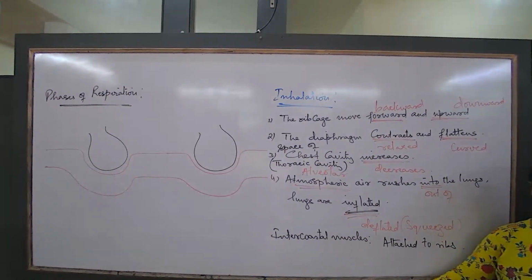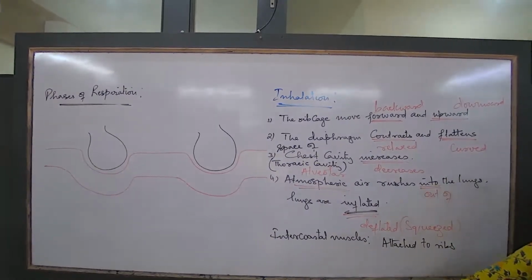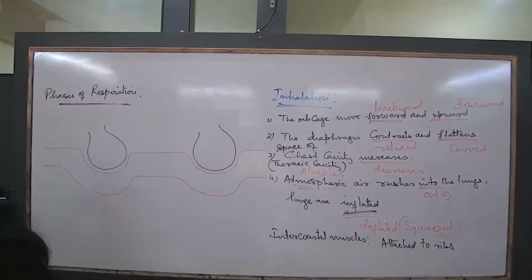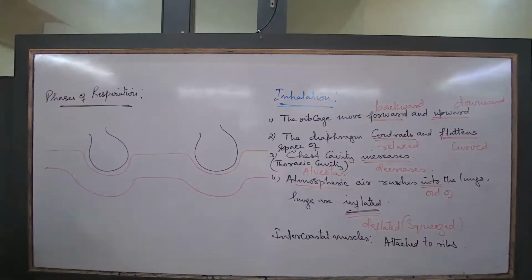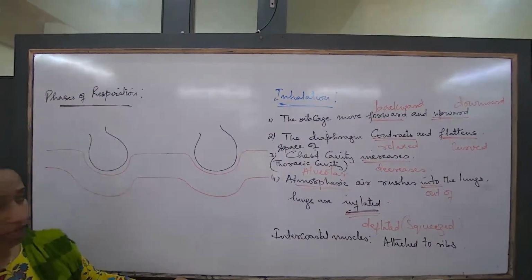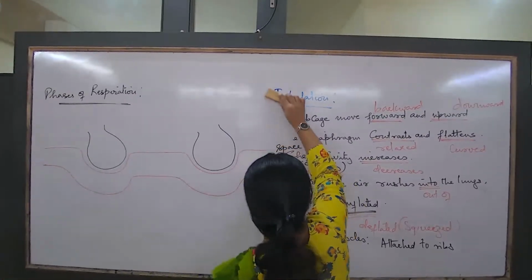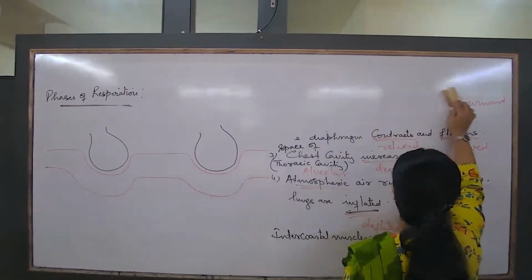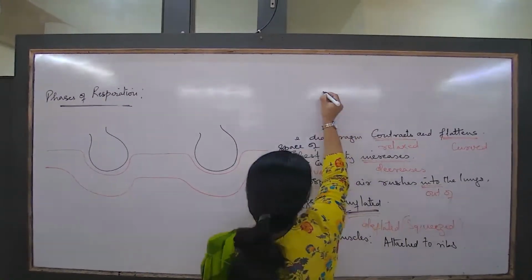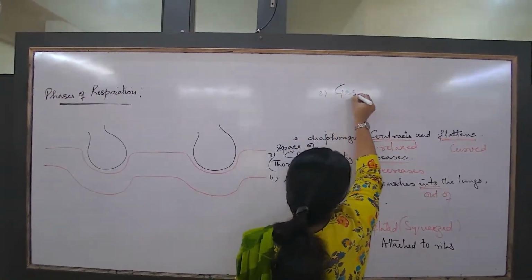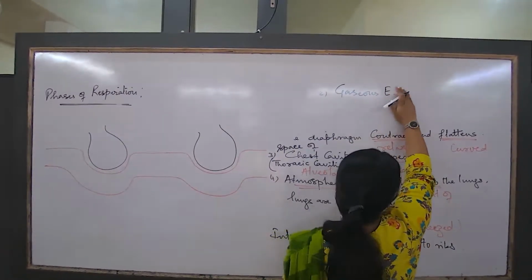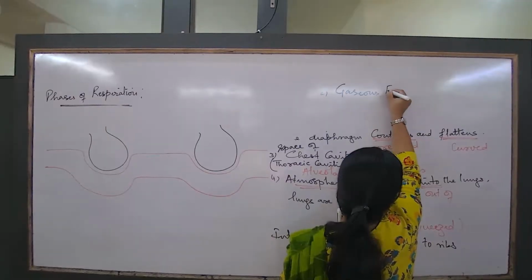Thoracic cavity. Clear? Now, when we are talking about the definition, let us learn the 3 more steps for respiration. Breathing, we have just covered. Let us talk about the next. What are the next 3 that we are going to study? Number 2 would be gaseous exchange. Write down the definition.